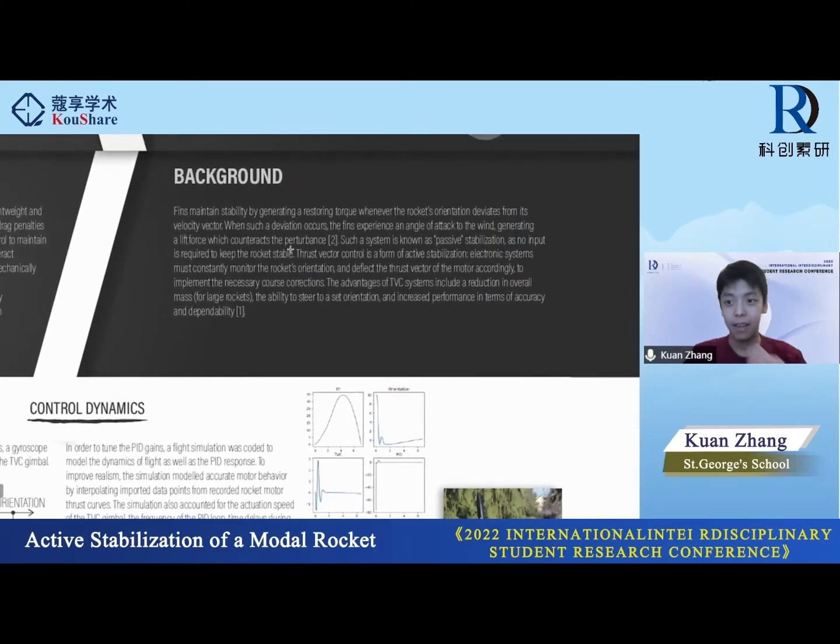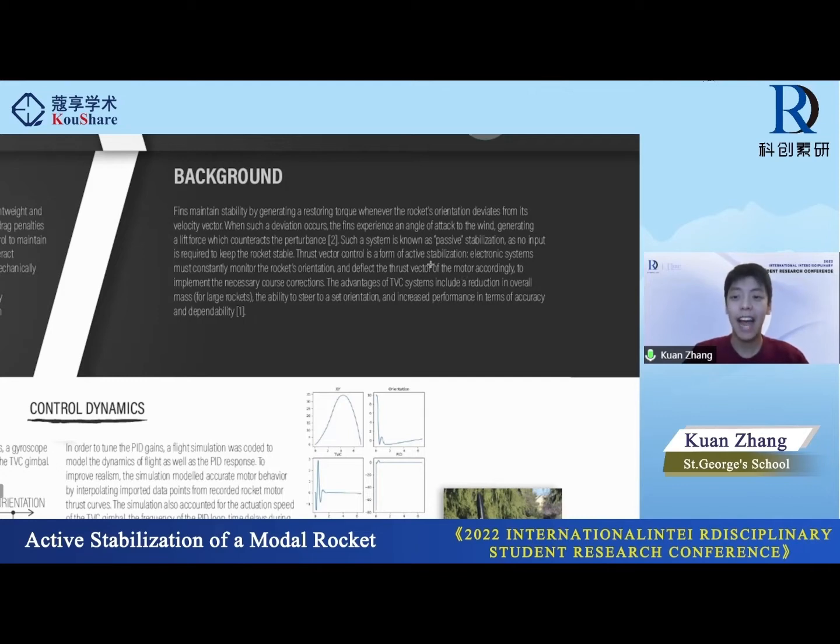Now, some background. Fins maintain stability by generating a restoring torque whenever the rocket's orientation deviates from its velocity vector. So whenever the rocket strays from its course, the fins will gain an angle of attack to the wind. So essentially they cross the wind at an angle, much like the wings on a plane. And so consequently, this generates a lift force counteracting the direction of the perturbance. So essentially it creates a restoring force that wants to return this rocket to its original heading. Such a system is known as passive stabilization, since no input from the rocket is required to keep itself stable.